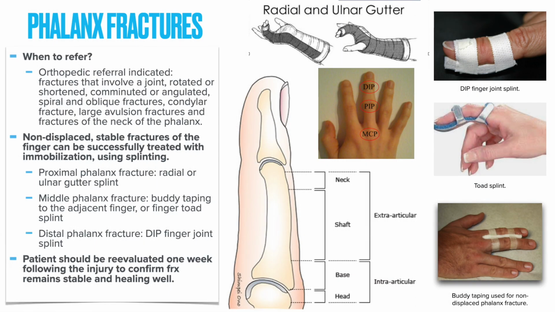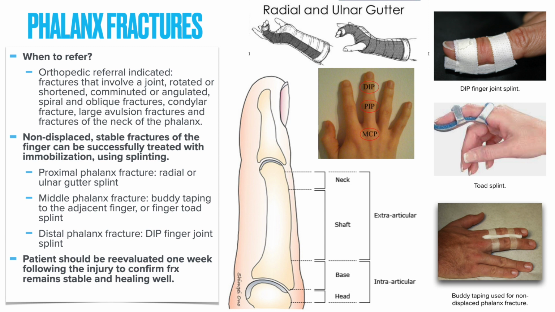Phalanx fractures are a very common occurrence in the outpatient setting as well, and this slide gives you pretty much everything you need to know when managing these. Many of these injuries heal fine with splinting and may not even require an orthopedic referral. Instead, they might be able to just follow up with their primary care providers. It kind of depends. So UpToDate gives you specific indications for when an orthopedic referral is indicated.